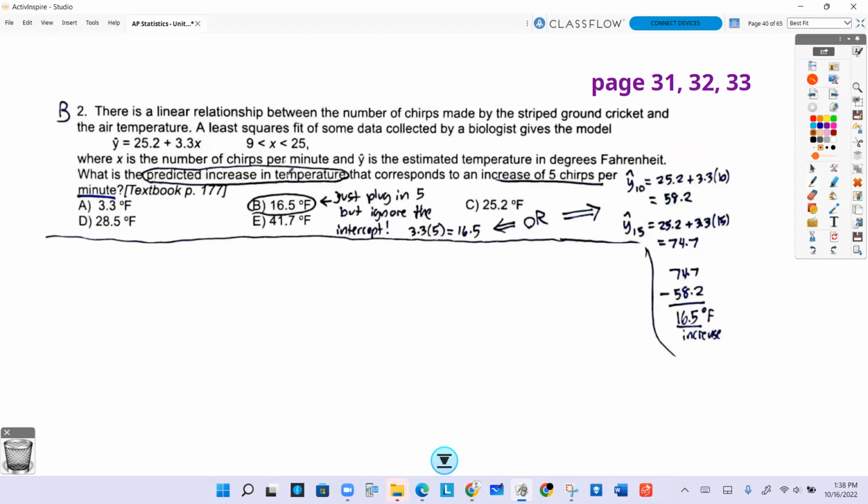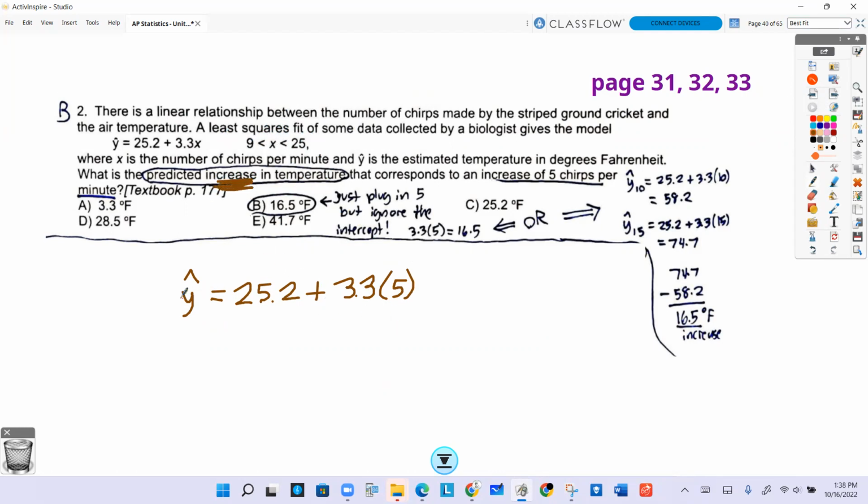All right, now what you want to be careful on this one is you don't want to just plug in 5. The problem is if you just plug in 5, you have 25.2 plus 3.3 times 5. But the problem is that we're not predicting 5. We're predicting from 9 to 25. So if you plugged in that number, you're going to get the predicted temperature in degrees Fahrenheit from 5 chirps, not the predicted increase in temperature.